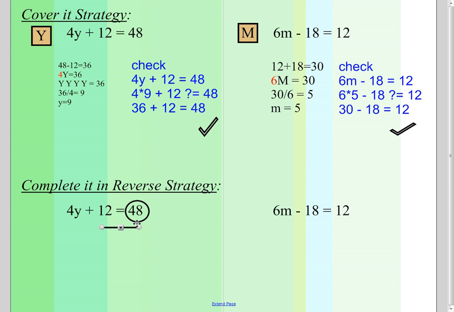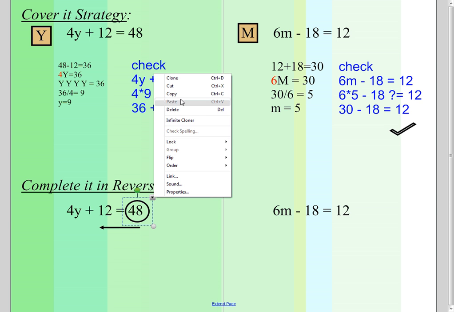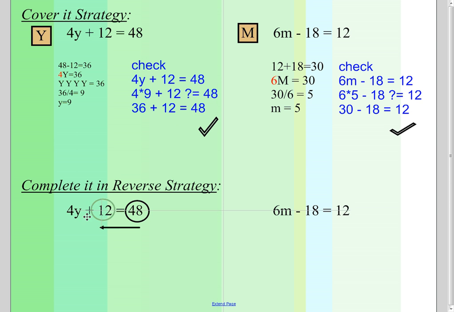The first thing that I notice when I get to the 12 is I don't think of it as just 12. I think of it as plus 12. So what I'm going to do is 48 minus 12 because I want to do it backwards. 48 minus 12 is 36. Then I'm going to keep going.